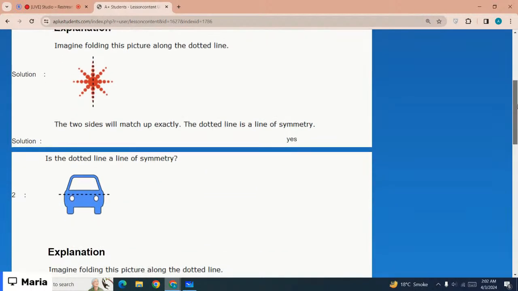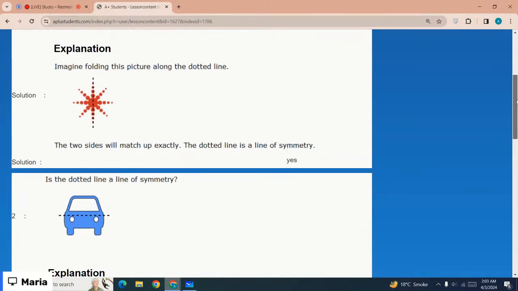Okay, the next one. Is the dotted line a line of symmetry, which is the correct option? Just fold the image. Imagine folding the image along the dotted line, and the two pieces don't match up, right? Because both sides are different. So that means this dotted line is not a line of symmetry. The correct option is no. Very good.